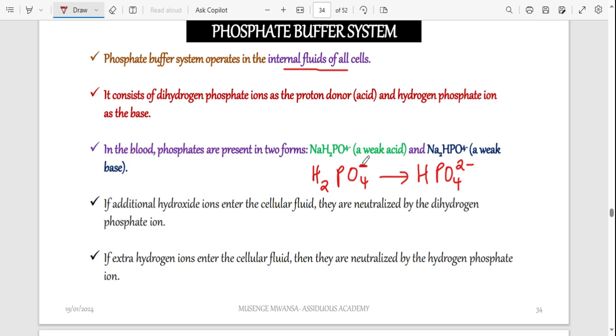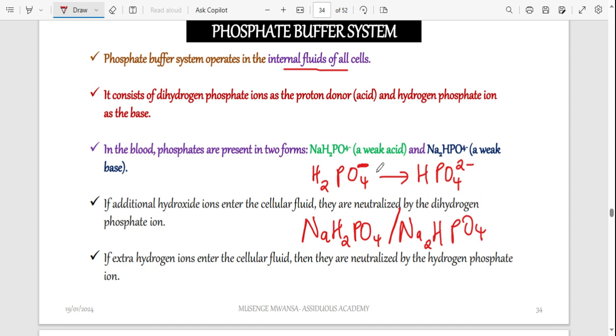Now, because we don't want to have this negative charge, we react this with group 1 elements. Because we only have one charge, I'll just add one sodium. So it becomes sodium dihydrogen phosphate. We are saying dihydrogen because we have two hydrogens. For this other one, which is the base, it has two charges, so we're going to add two sodiums. So this is disodium hydrogen phosphate.